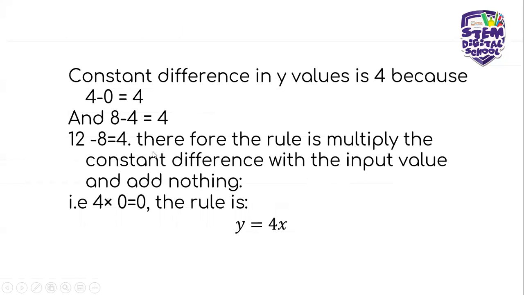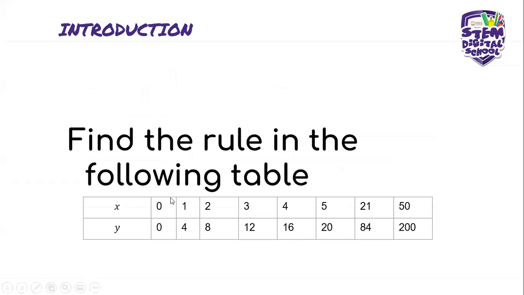The reason being, if you multiply 4, for example, if you multiply 4 by 0, 0 being the first term of the input values, then you get 0. So the rule will be y = 4x, meaning that you multiply 4 by the input. So if I can take you back to the table again, you can see that our x value is 0 there. So since the constant difference is 4, then if you multiply 4 by 0, you get 0.